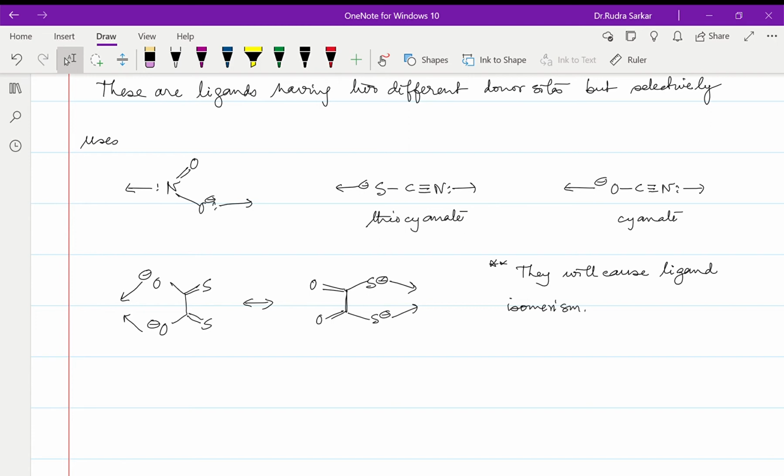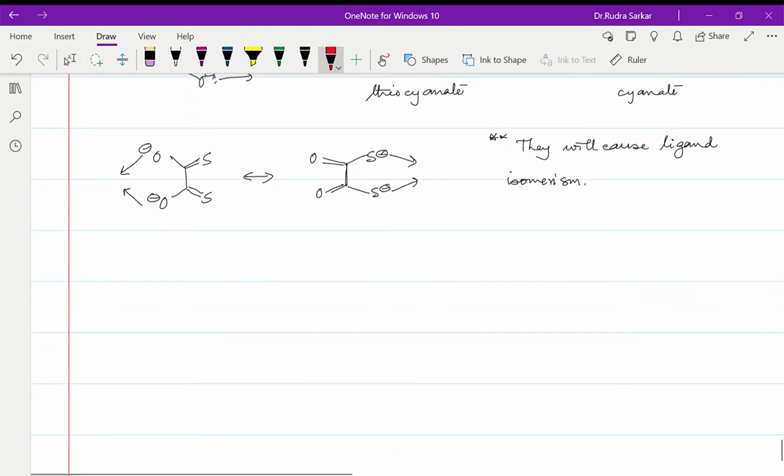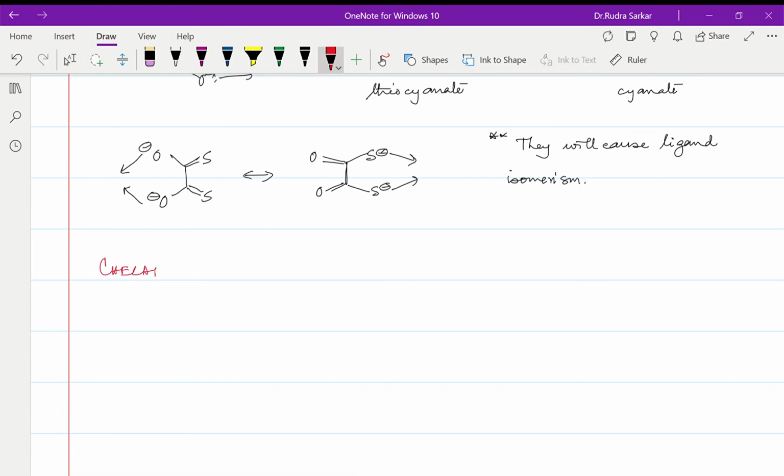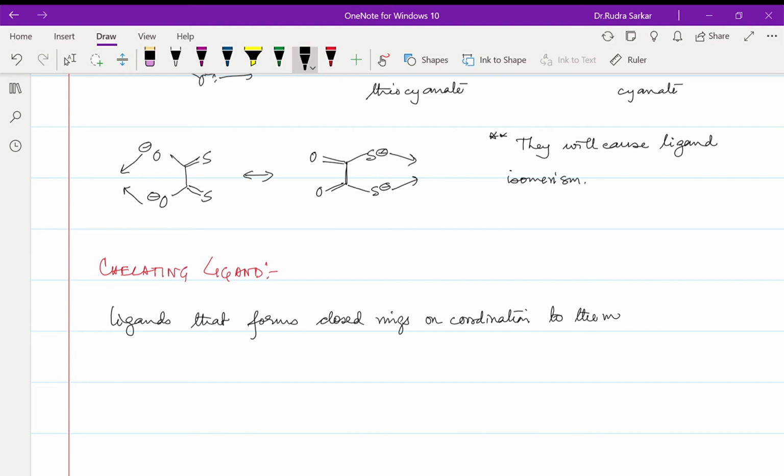So having done all that, what we are going to do right now is talk about what are chelating ligands. What are chelating ligands? Simply, ligands that form closed rings on coordination to the metal are called chelating ligands.